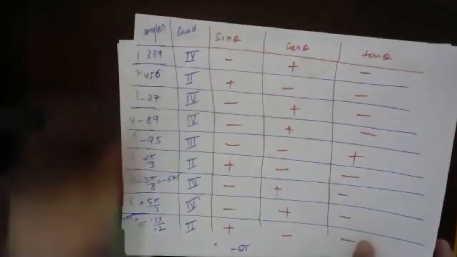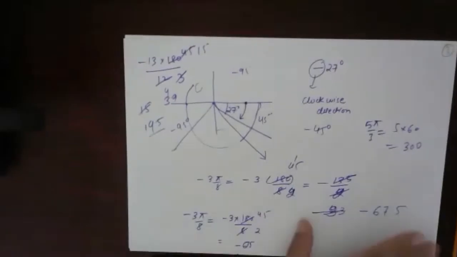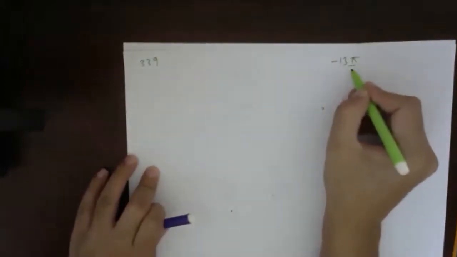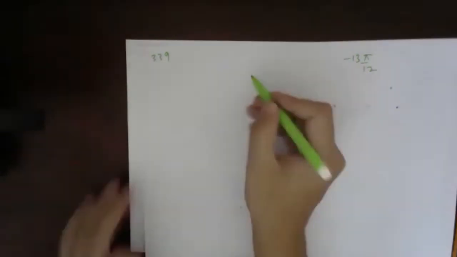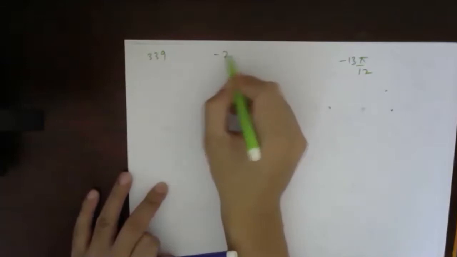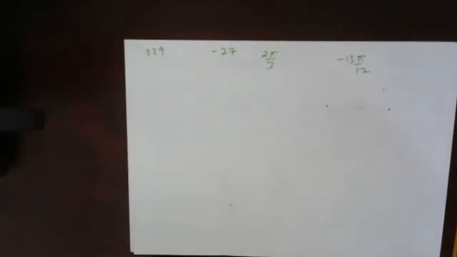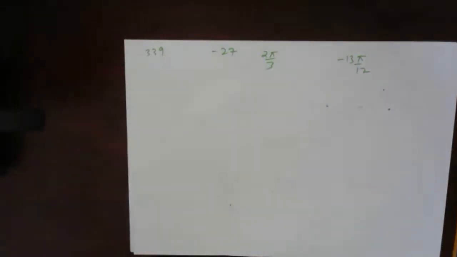So I will solve 339 and minus 13 pi by 12. Okay, the third and sixth one, I will solve the third also. This is minus 27 and the sixth is 2 pi by 3. Okay, I will solve for these four. If I solve these, I think you can get the remaining ones.